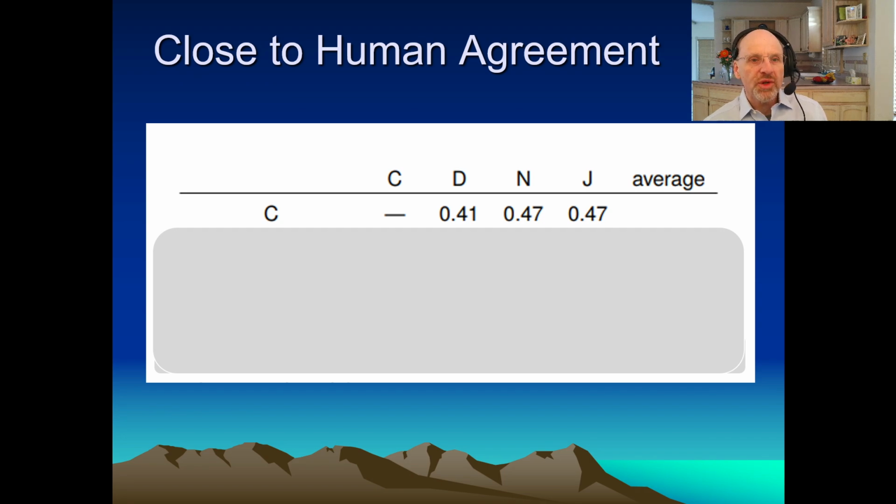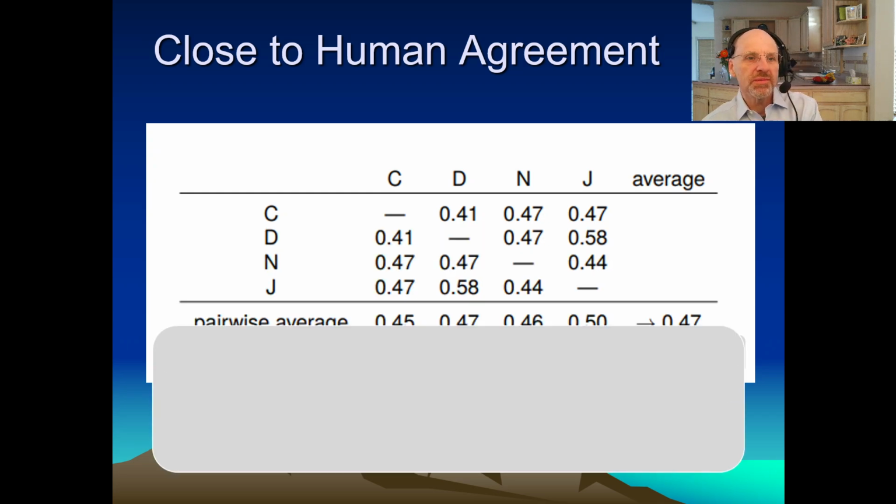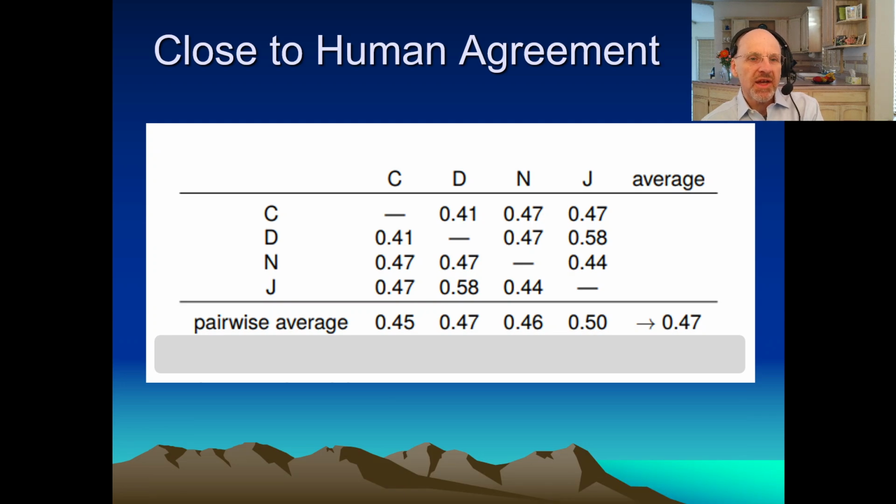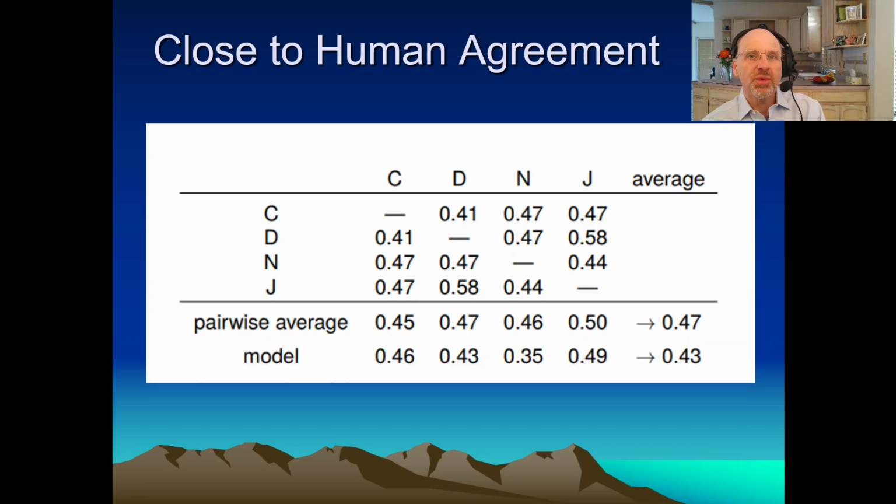I mentioned human agreement a couple times. Here's a little table that shows, for example, that C and J, two annotators, correlated with 0.47 on a small sample of data. Others correlate a little bit lower. It's kind of all over the map. People agree with each other or disagree with each other to different extents. The pairwise average for this little set of data was 0.47, and the model was 0.43.